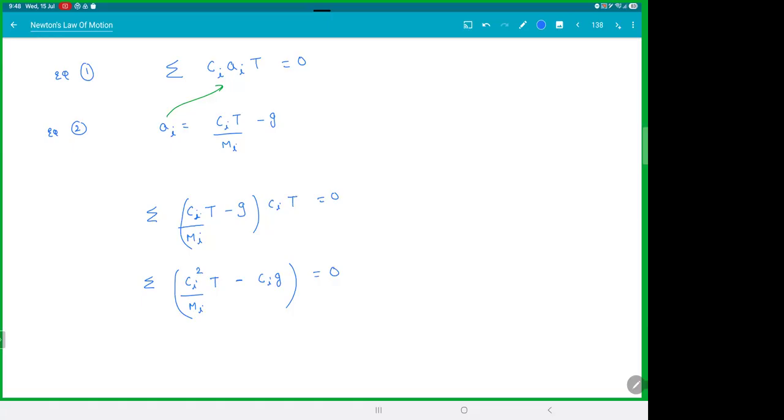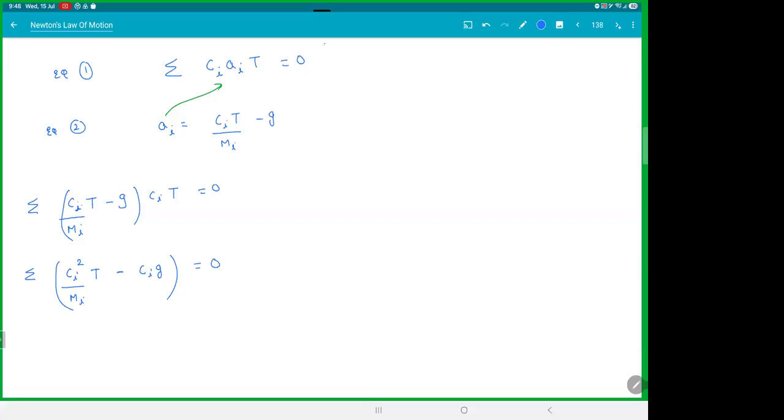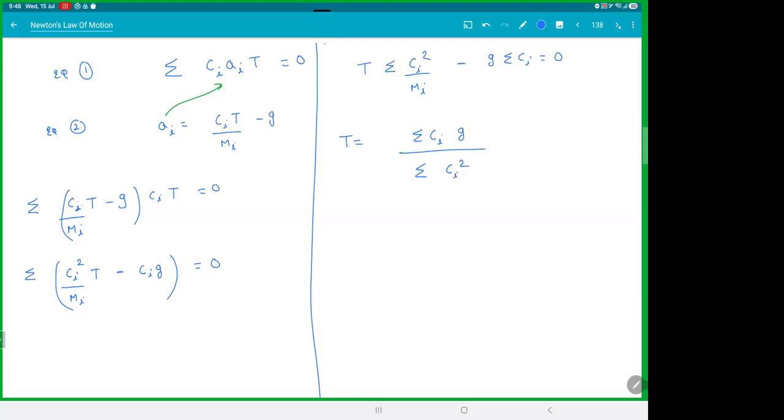Is equal to 0. So from here we got the tension T. If we take T common from there, we get sigma Ci square by Mi minus G sigma Ci is equal to 0. So that we get tension is G times sigma Ci by sigma Ci square by Mi square, where C is the coefficient of the tension.